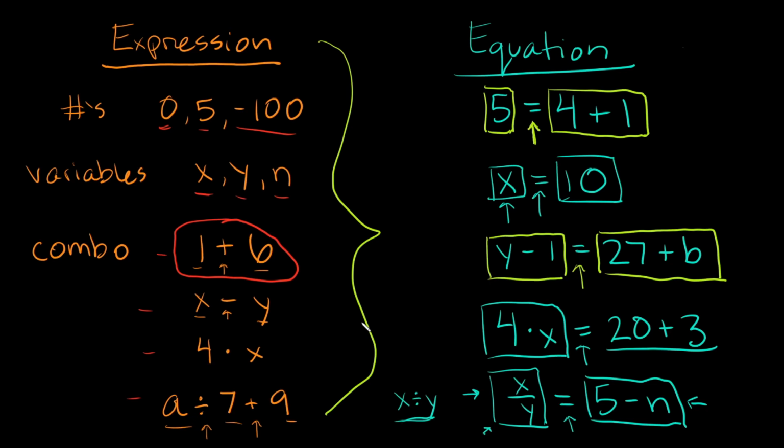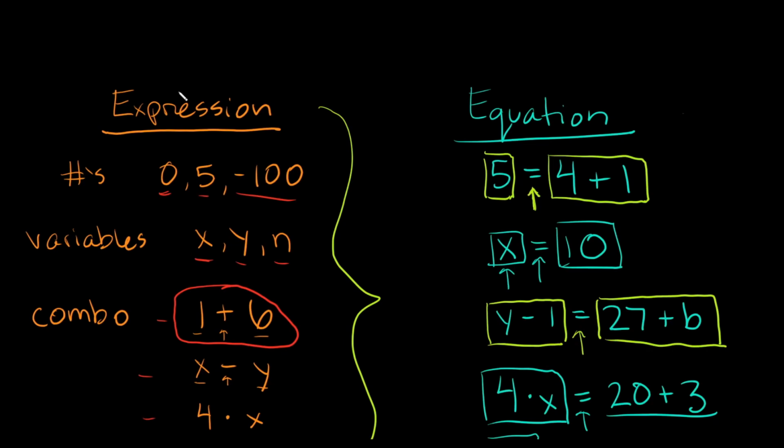And just in case you need a little trick or some help remembering which one is the one with the equal sign, a little trick I like to use is just write down equal. You're asking yourself, which one has the equal sign? Well, let's write down the word equal. And then you're going to write down expression and equation. And then you're just going to ask yourself, which one looks like equal? Is it this one or is it this one?